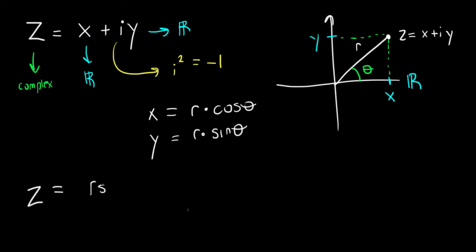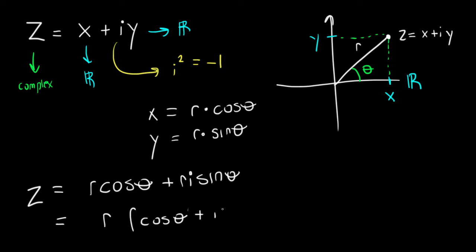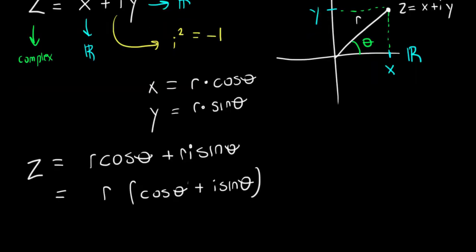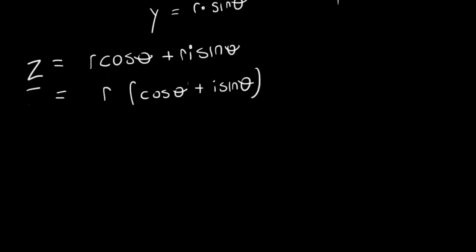We get r times the cosine of the angle plus i multiplied by r times the sine of the angle. Then we factor r out. We saw this all in the last video. So we have r times the quantity cosine of theta plus i sine of the angle theta. So that was another way that we could write our complex numbers.